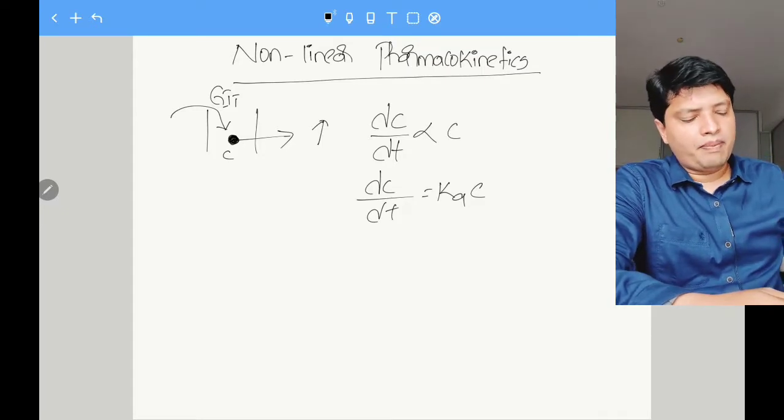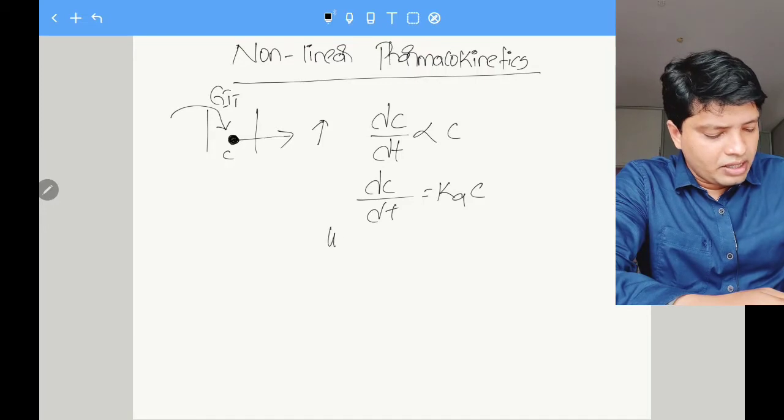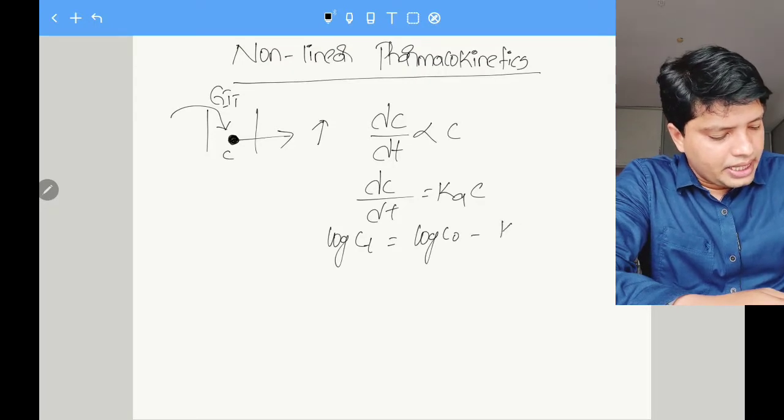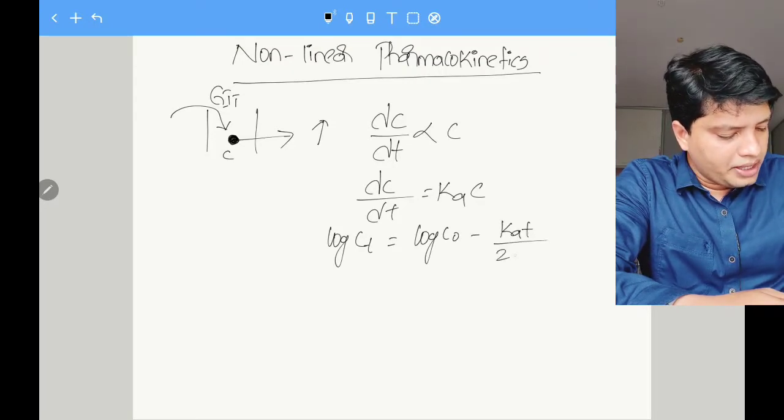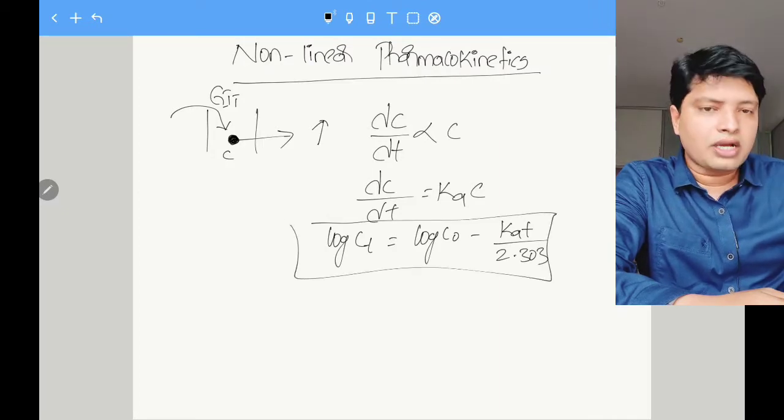Integrate it and apply log. After doing all this and rearranging the equation, you will get log Ct is equal to log C0 minus Ka by 2.303. So this is the equation for first order kinetics.